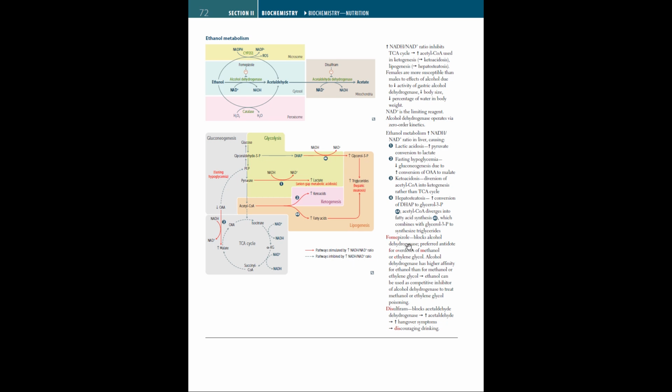Now, fomepizole blocks alcohol dehydrogenase and is the preferred antidote for overdoses of methanol or ethylene glycol. Now, alcohol dehydrogenase has higher affinity for ethanol than for methanol or ethylene glycol. Ethanol can be used as a competitive inhibitor for alcohol dehydrogenase to treat methanol or ethylene glycol poisoning. Now, disulfiram blocks acetaldehyde dehydrogenase, leading to increased acetaldehyde. This leads to increased hangover symptoms, discouraging drinking. So we give disulfiram for patients who are trying to reduce their alcohol intake.